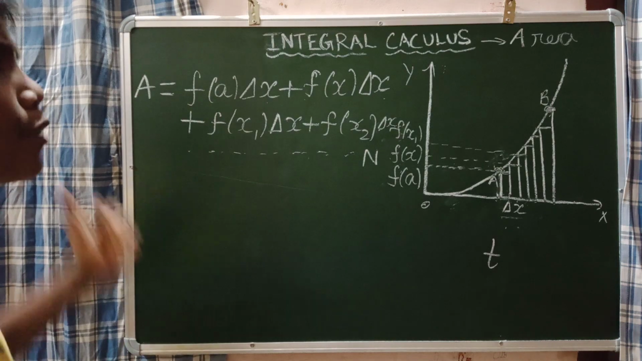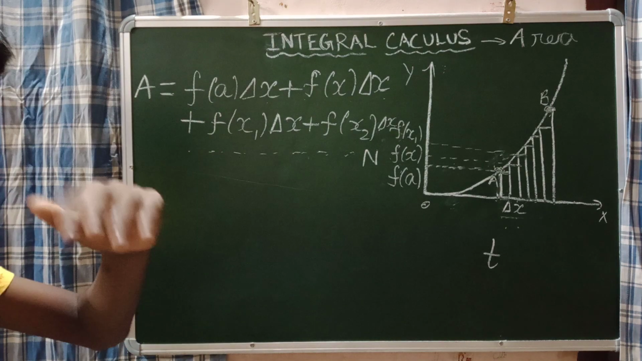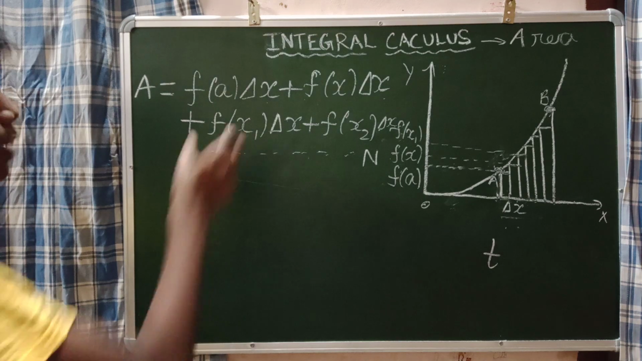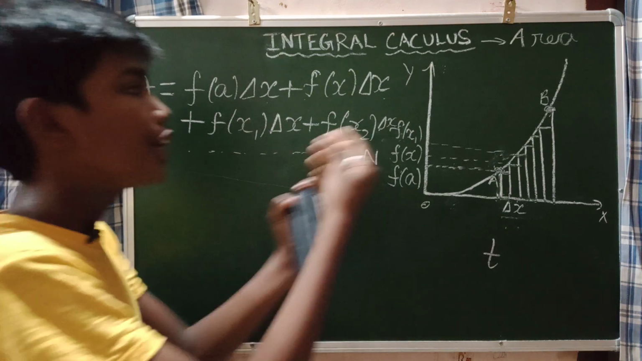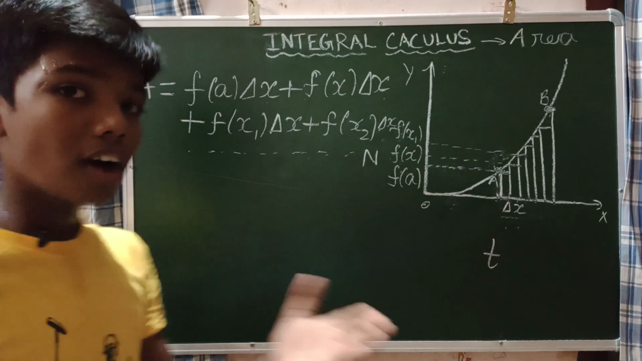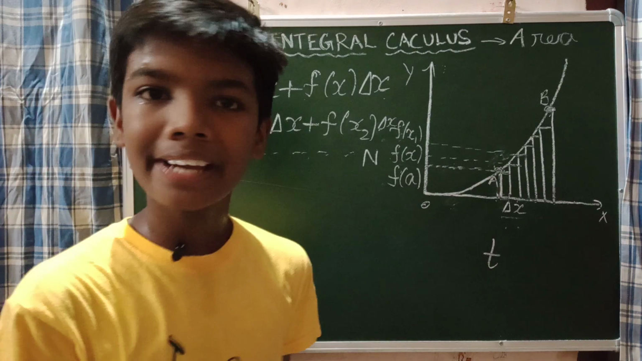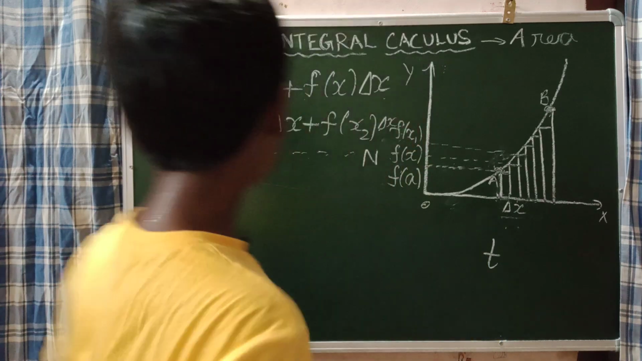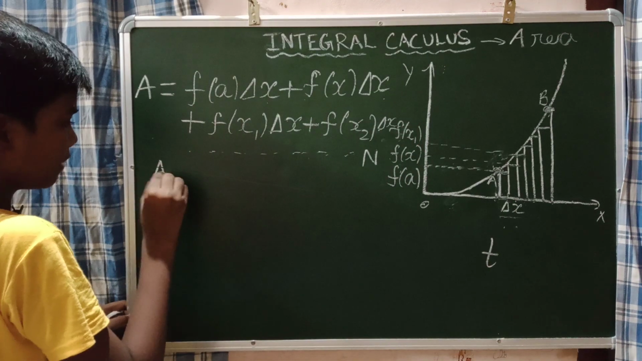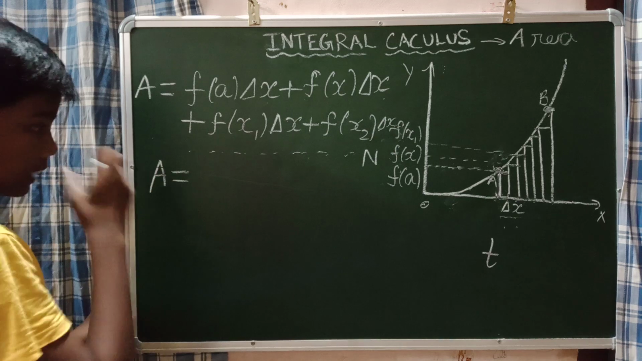Now we are unable to write this easily, because we would have to write f of x3 into delta x, f of x4 into delta x, and continue. For that we can use summation. Summation means using the sigma symbol. That is, the area will be equal to the summation.